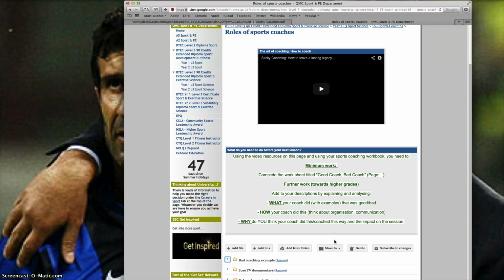So what I want you to do for tomorrow is to find the worksheet in your workbook, which is titled Good Coach, Bad Coach, as you can see here. I'd like you please to have a minimum of completing that worksheet by telling me what you think a good coach and a bad coaching session has looked like from your experience.